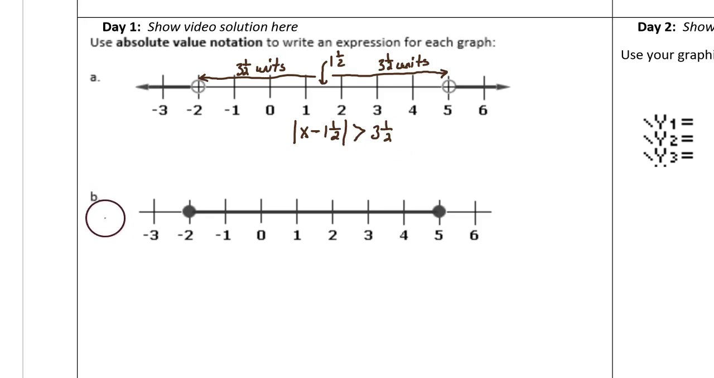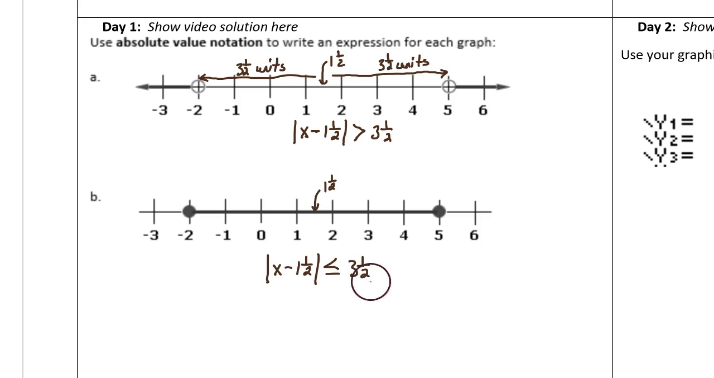Now question B. Notice that -2 and 5 are still the numbers marked with dots, and that 1.5 is still the center point. The distance from 1.5 over to 5 is the 3.5 units, and likewise moving to the left is 3.5 units. So using absolute value notation, x minus 1.5, and then less than or equal to 3.5 units.